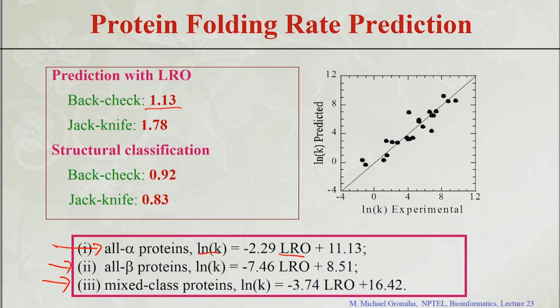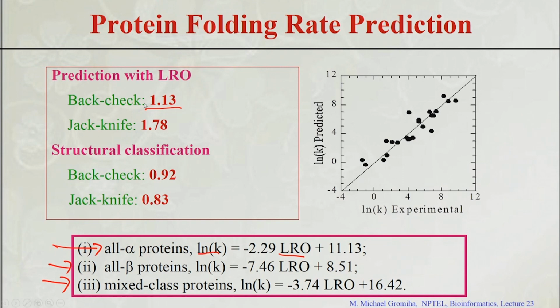Then we classify the proteins in 3 different groups. We derived 4 equations. One equation by considering all the proteins together, only one common equation for all the proteins. In this case the deviation is 1.13. Then we classified the proteins in 3 different groups, mainly all alpha, all beta and mixed class proteins, and we derive the LRO from these equations and calculate the folding rates. If you do like this, then you can see this is the correlation. The correlation is 0.92 with the different structure classes. This is the deviation.